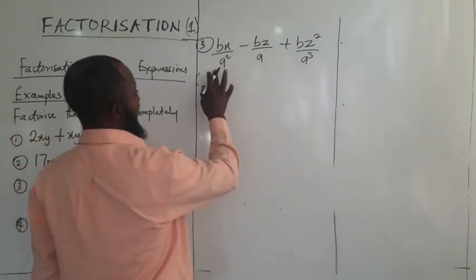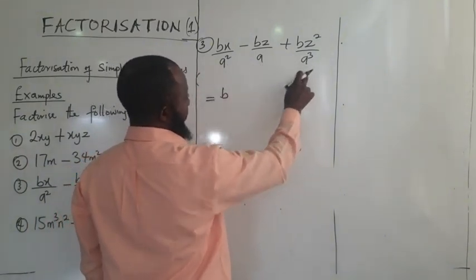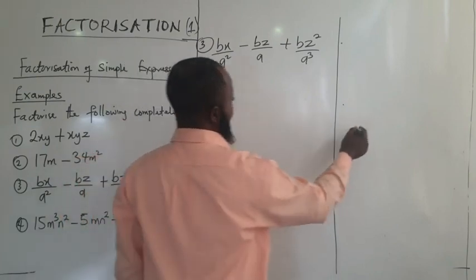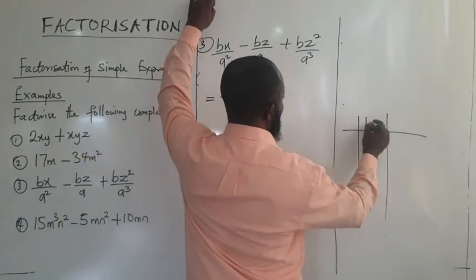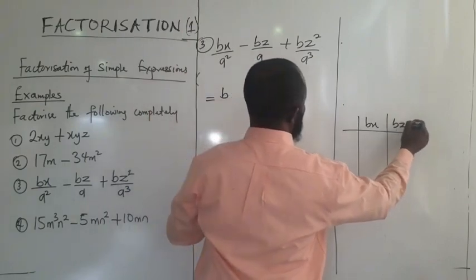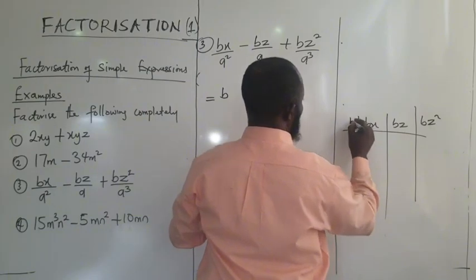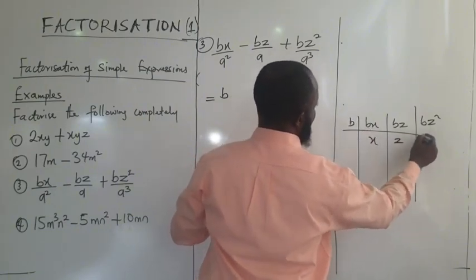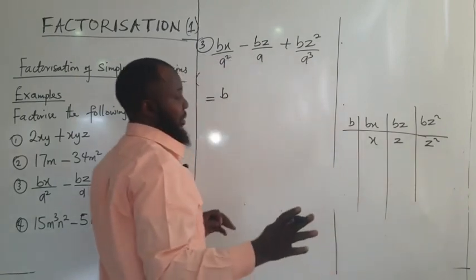While on the denominators, a squared, a cubed. You can as well do this so that you'll be very sure of what you are doing. Bx, bz, bz squared. So b is common to x, z, z squared. That's what you have there.